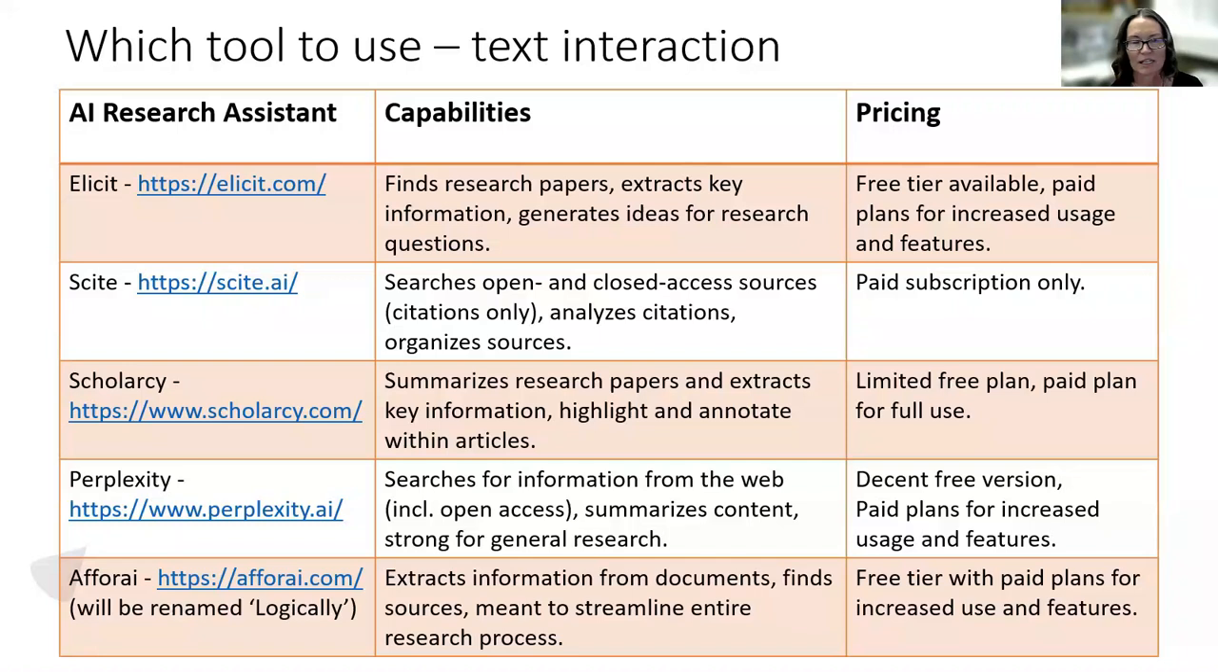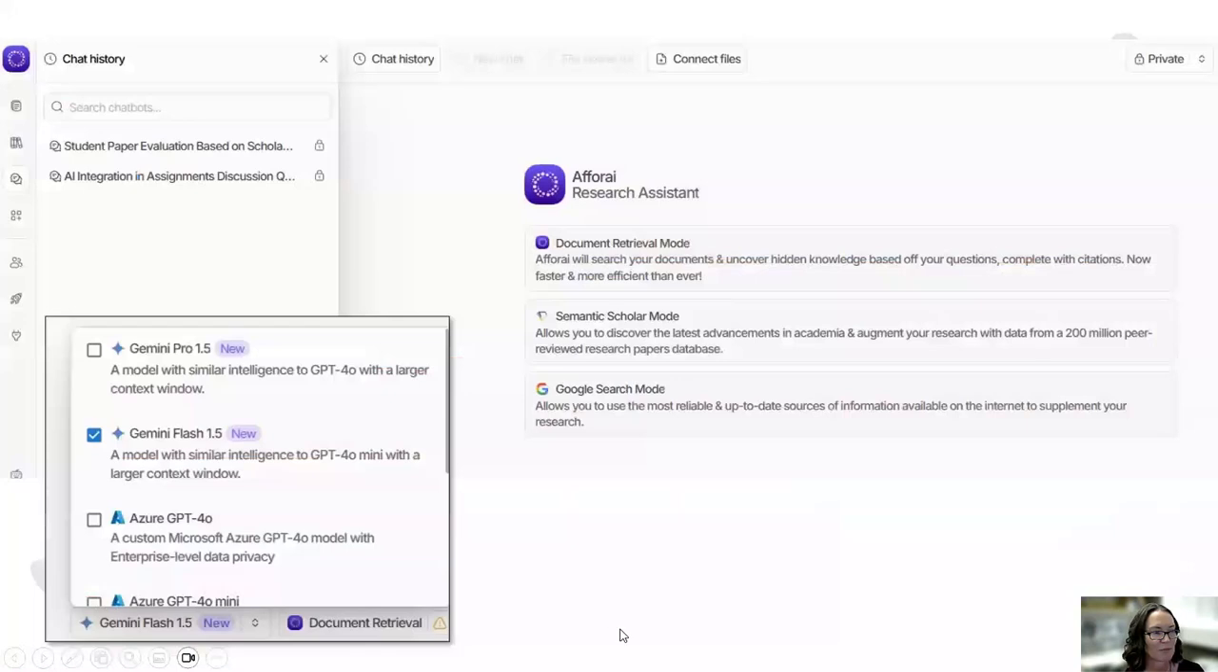Oh, we looked at Perplexity. Affordability. So that's the next one. And it is changing its name to Logically, which is probably good because I never know how to pronounce that name. This is one I've used probably more than the others.